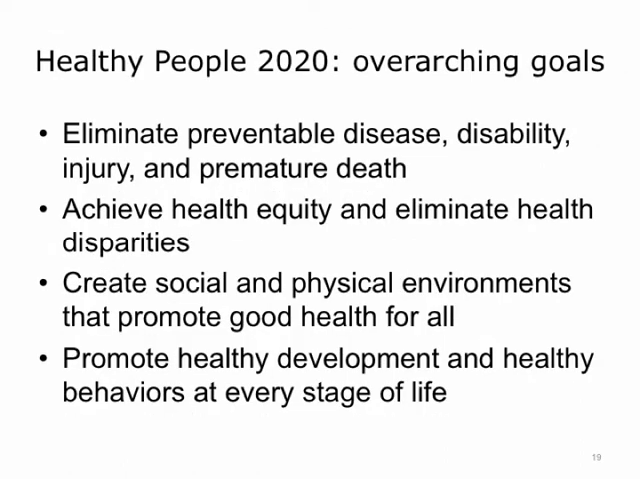The Healthy People 2020 proposes 4 major overarching goals to address threats to the public's health. One is to eliminate the preventable diseases, disabilities, injury, and premature death. Second, to achieve health equity, eliminate health disparities. Third, to create social and physical environments that promote good health for all. Finally, to promote healthy development and healthy behaviors at every stage of life.